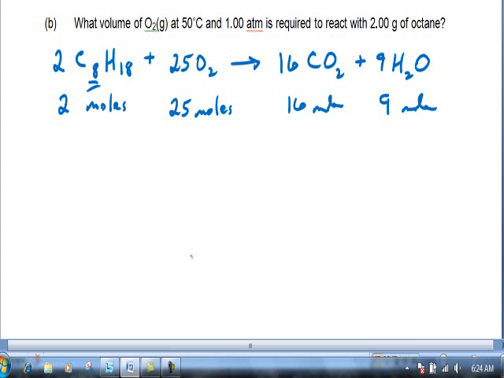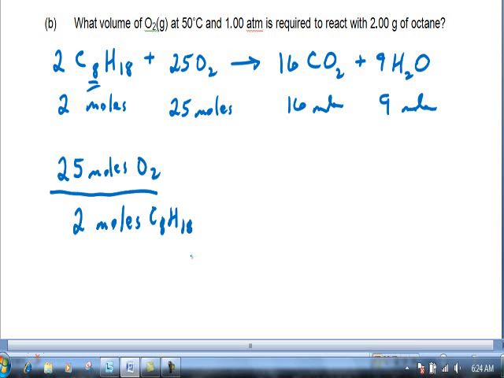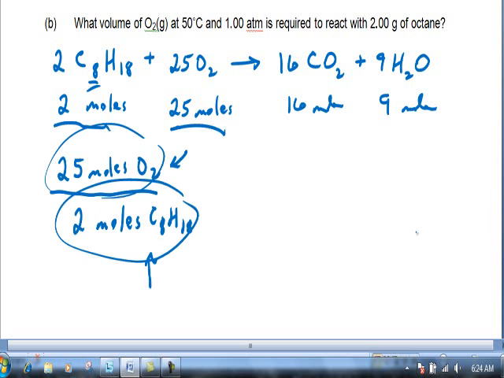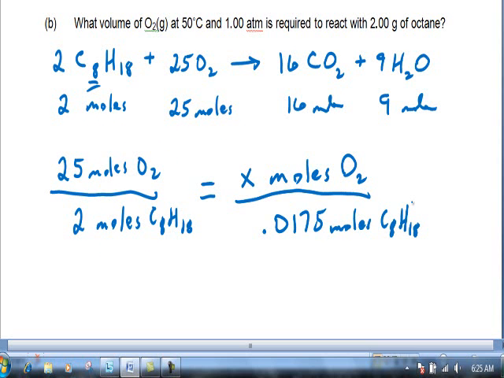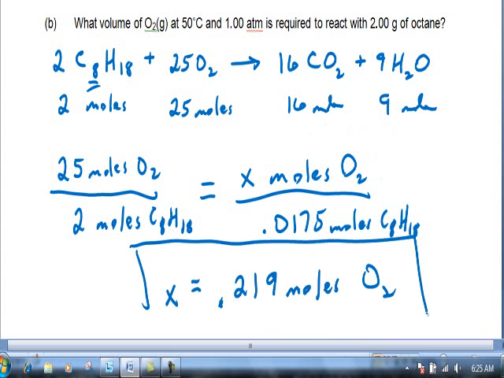Now we can again use a proportion to solve for how many moles of oxygen are needed to react with our octane sample. From our balanced equation, we can see that 25 moles of oxygen react with 2 moles of octane. We can use this to set up a proportion, saying that we have 25 moles of O2 per every 2 moles of octane. We now know then we can set this up so we have X moles of oxygen per 0.0175 moles of octane. This will give us how many moles of oxygen are required to react with our octane sample. Solving for X, we find the number of moles of oxygen required to react with our octane sample is 0.219 moles of oxygen.